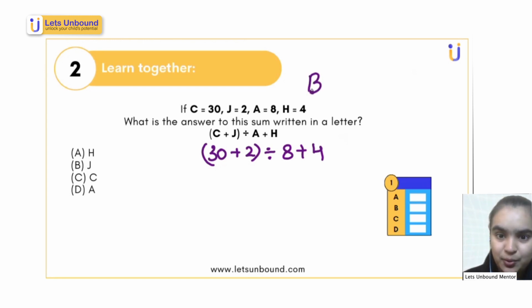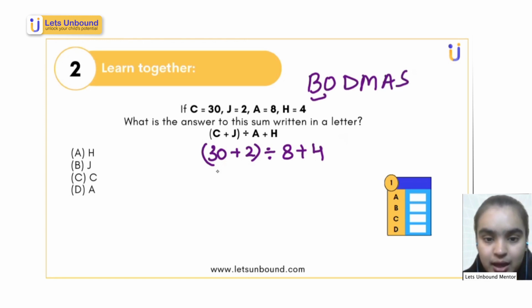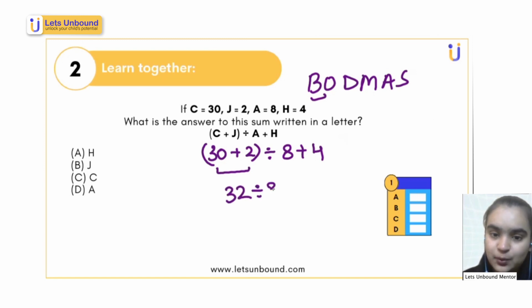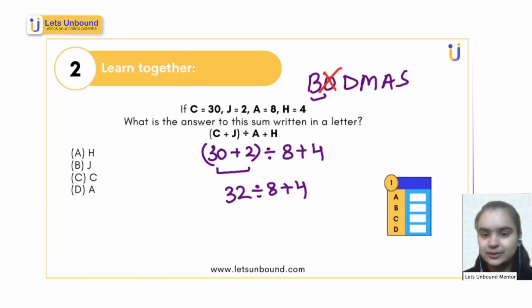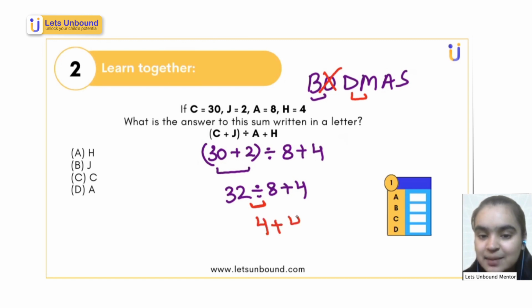Now I hope you remember the BODMAS rule. Step number 1 was to open up brackets. 30 plus 2 is going to be 32. Rest everything will remain as it is. Now, we don't have any order, right? We are not having any powers in the expression, so we will not do it. Division and multiplication group, we are having division here, right? 32 divided by 8 is 4. And the last step is going to be addition. 4 plus 4 is 8.